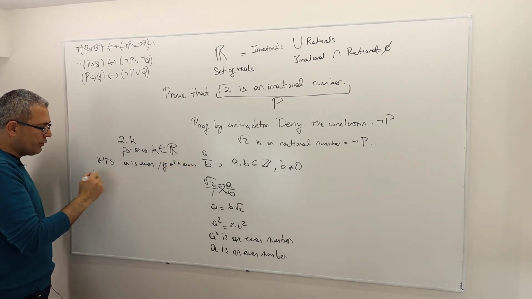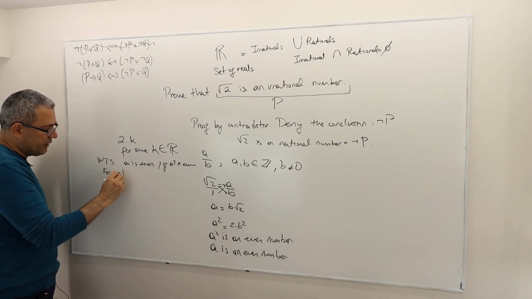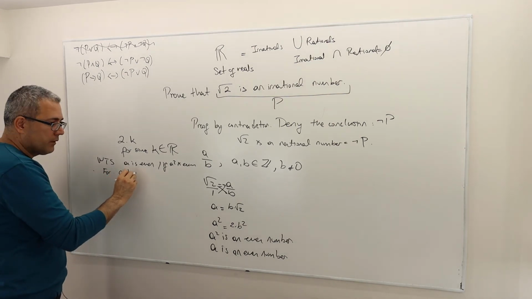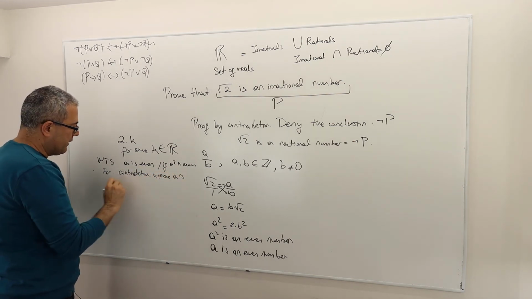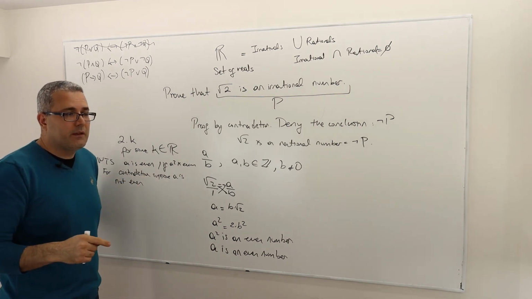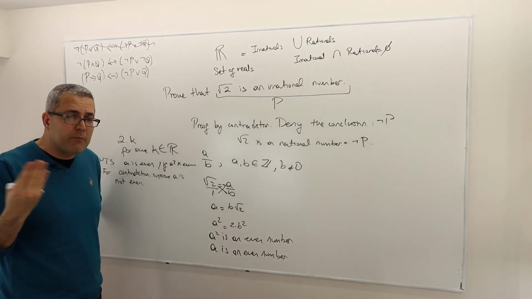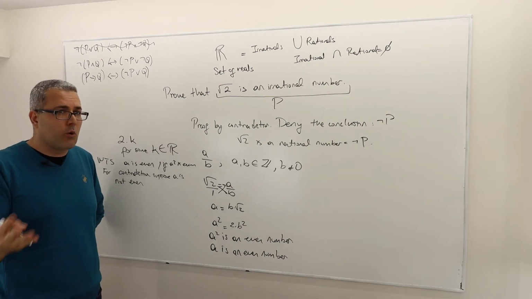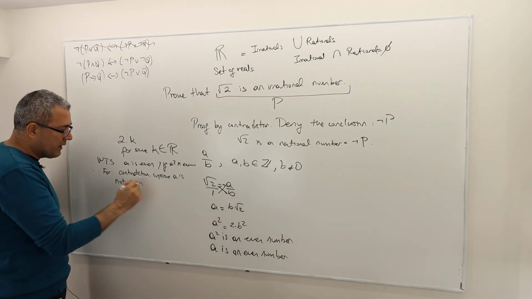How do I want to do that? For contradiction, suppose A is not even. What does that mean? The A is not even. This is a premise that you should remember: a number is either even or odd. It can't be both. So that means if you're not even, you must be an odd number.